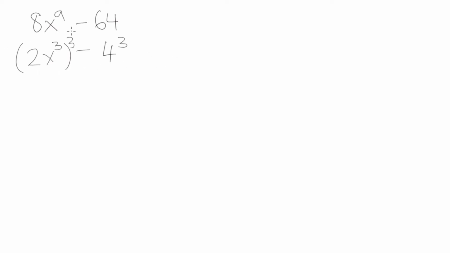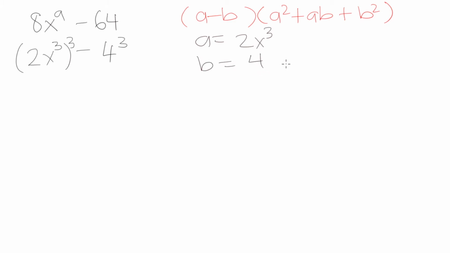And since our formula for the difference of 2 cubes is slightly different, let's just write that down here. So we're going to have a minus b, because since we're doing a difference, we know our sign is going to be negative here. And then we have a squared plus ab, since it has to be the opposite sign, plus b squared. And we know that this is always going to be positive regardless of whether we're doing a sum or difference of cubes. And now we have our a, which is 2x cubed, and our b, which is 4. So let's plug in our a's and our b's into this formula here.